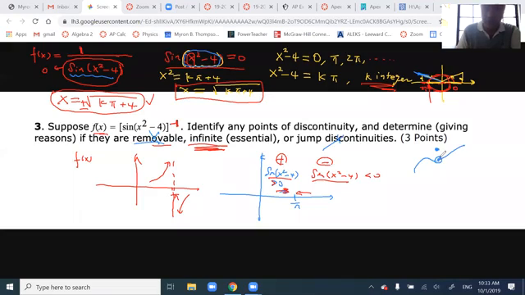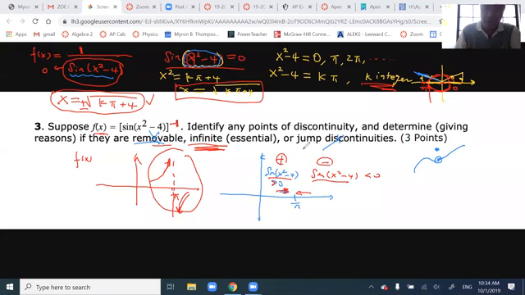Removable, like this, is called the removable case. Infinity is this case I just showed there: one side goes to positive infinity, one side goes to negative infinity, or vice versa. That's called the infinite discontinuity.